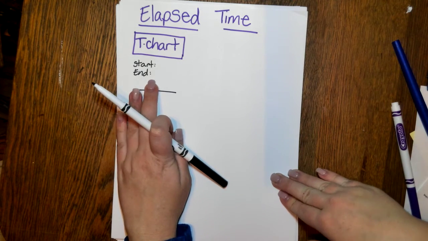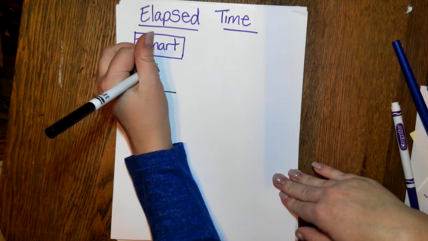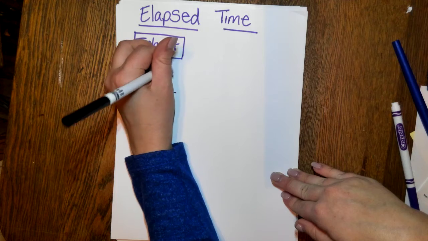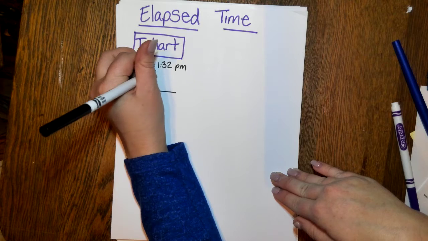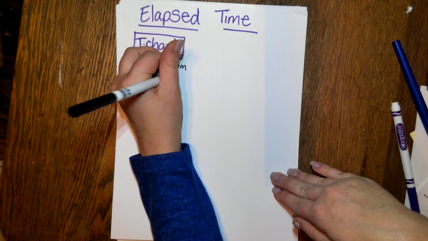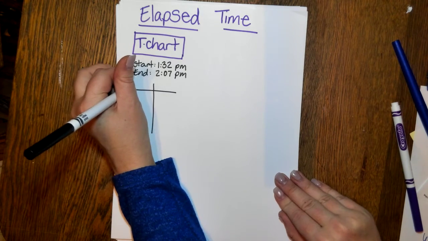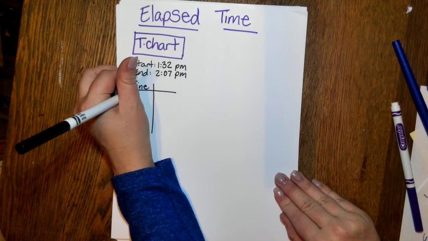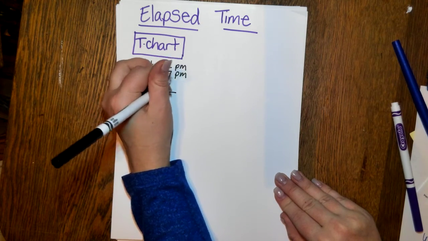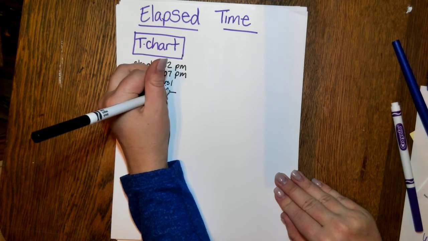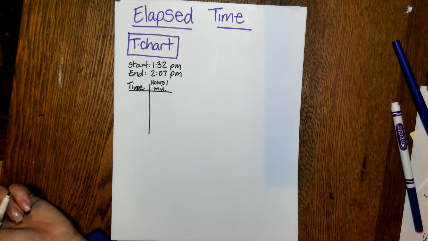For this first example, we're going to use the same times as we did with our number line. So our start time is 1:32 p.m. and our end time is going to be 2:07 p.m. For this T-chart, on one side we're going to have the time, and on the other side we're going to write down the hours and the minutes. Okay, I'm going to zoom in so you can see it a little better.